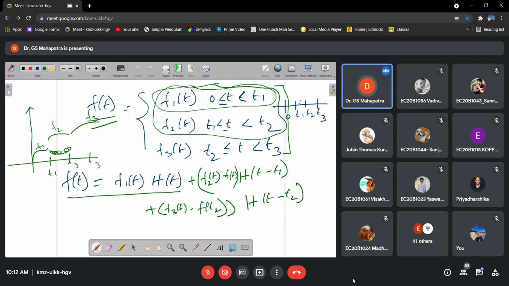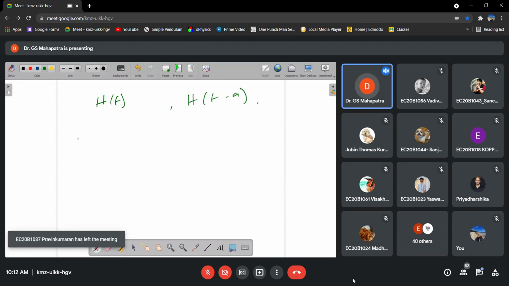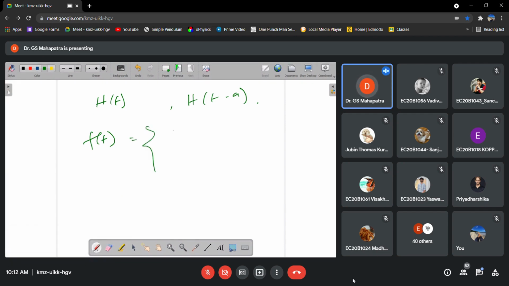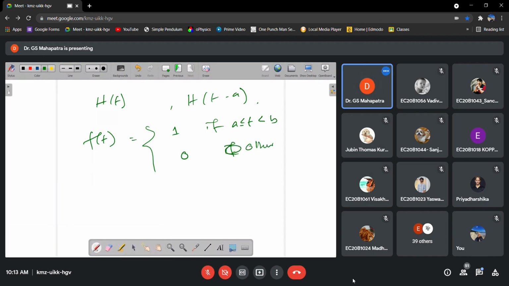I will give you one more function. Now you have to write the Heaviside function. You know two types of function, H of t and H of t minus a, correct? Now I will give you a function f of t to write in terms of the Heaviside function. f of t is 1 if t is greater than or equal to a and less than b, and 0 otherwise. What will be the form of the Heaviside function for this function?